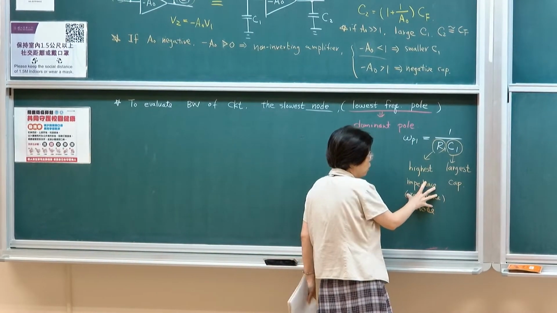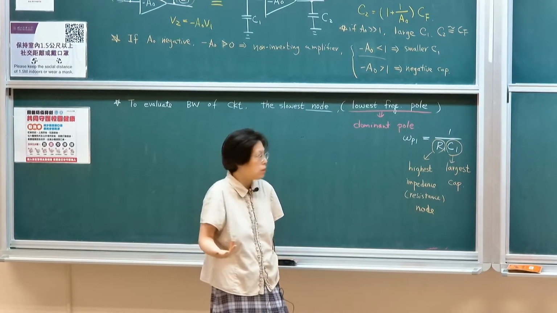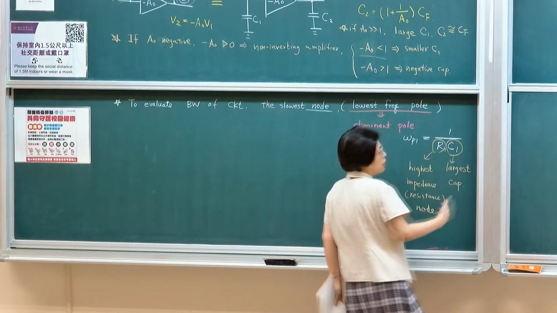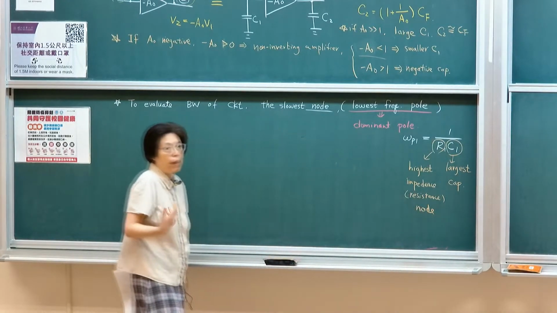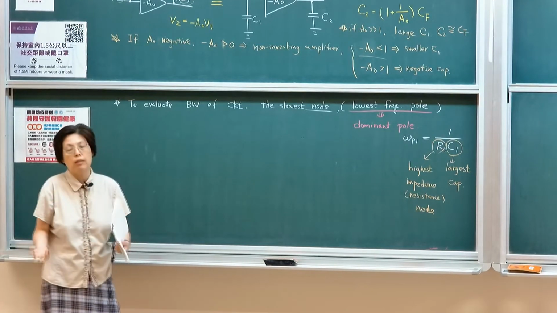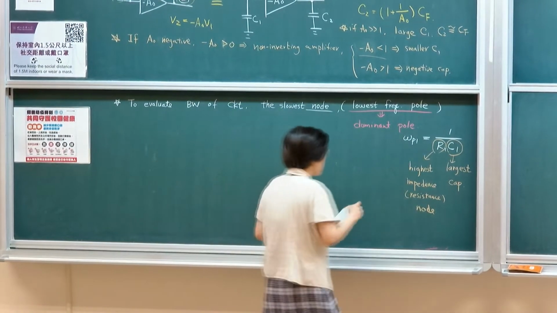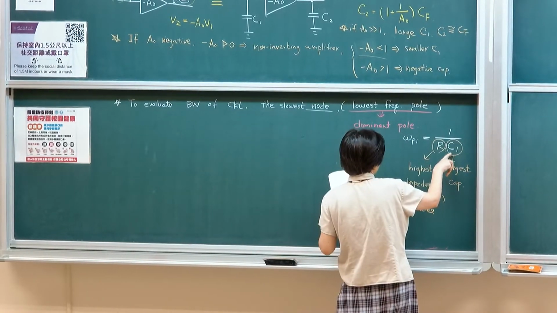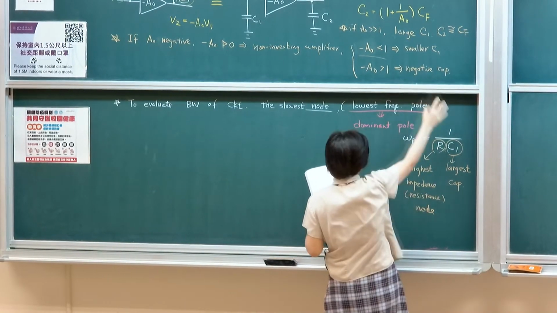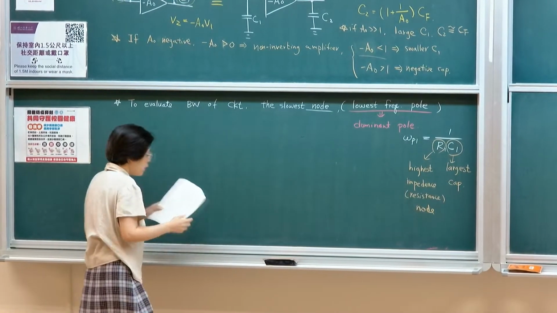So the resistance will limit the amount of charging current, and the capacitance is your baggage. The larger the baggage, the larger your tank, the slower it will respond under the same amount of charging current. The reason we're looking for large capacitance is that it determines my overall bandwidth.